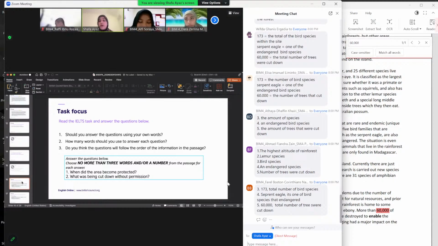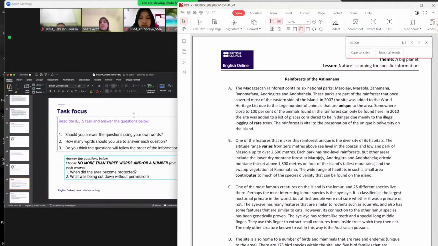So both of these 2 answers that I've just asked you, the answer is right here. This box is from our IELTS reading test, and it says in the instructions to choose no more than 3 words and or a number from the passage for each answer. So you cannot use your own words. You have to use the words from the passage and make sure that you do not use more than 3 words or a number to answer your questions. And that's the answer for these 2 questions. Is there any confusion?